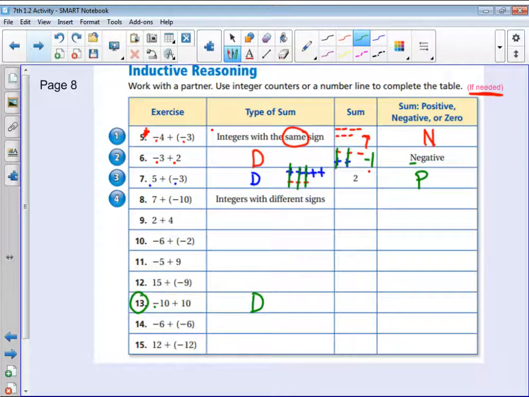Now, the one thing I will tell you is anytime you have a number and its opposite, so that negative of the same digit, they are always going to cancel each other out. So that's going to give us 0. Now, if I needed to do the counters, I could, but you would notice that we would end up with 10 negatives and 10 positives, and we would end up canceling all of them out. So here we ended up with an answer of 0 for our last box.